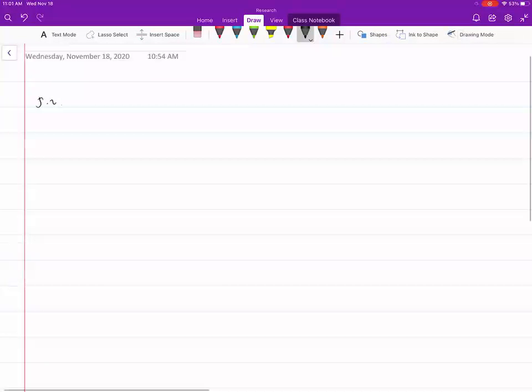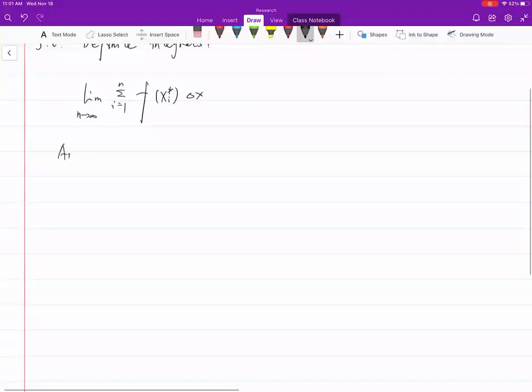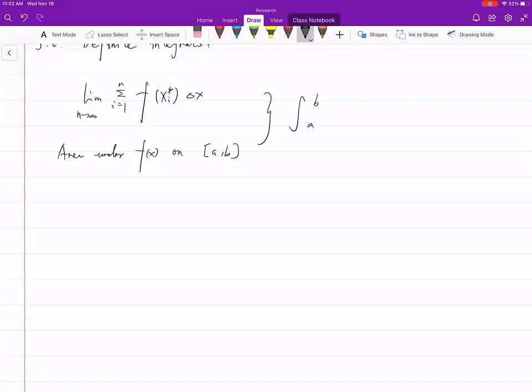We have definite integrals. We said we have something called a Riemann sum, and we have the area under the curve f(x) on [a, b]. They mean the same thing, but now we want a nice notation to denote both. Technically not we, Leibniz came up with this. That's a beautiful notation.